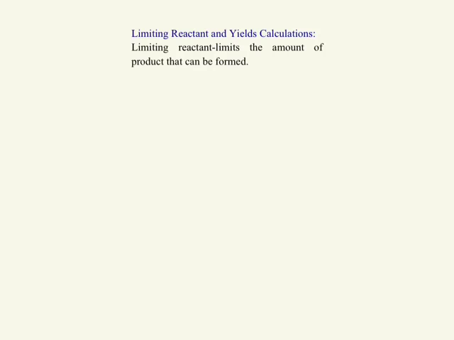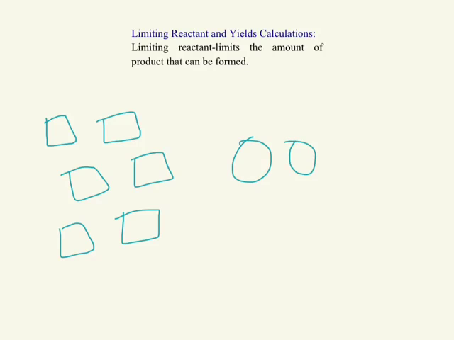In many chemical processes, the quantities of the reactants used are such that one reactant is in excess and the other one is present in the smaller amount. The amount of the product formed in this case depends on the reactant that is not in excess, and this reactant is called the limiting reactant. That means it limits the amount of product that can be formed.